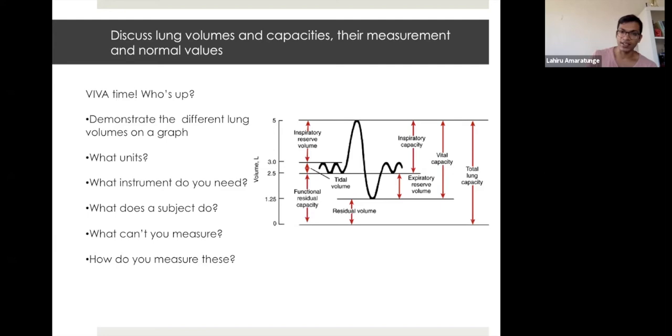I'd label my axes: I have a subject, mouthpiece, first barometer, normal tidal volume breaths, take a maximum breath, maximum expiration, and back to normal tidal volumes. And after doing that, I've got all my different lines to draw for this graph.